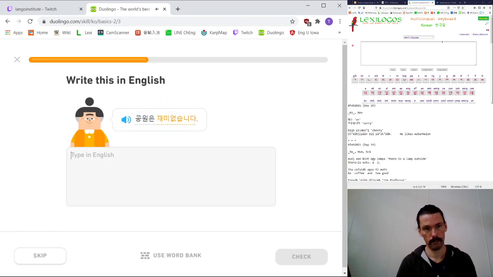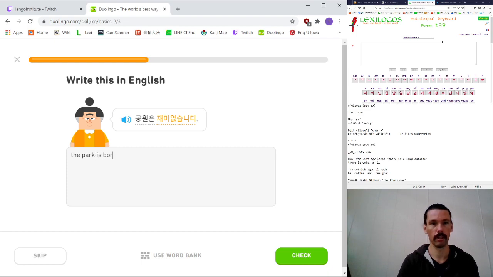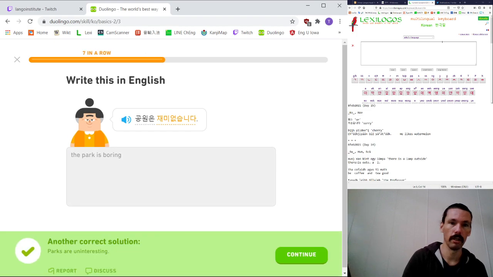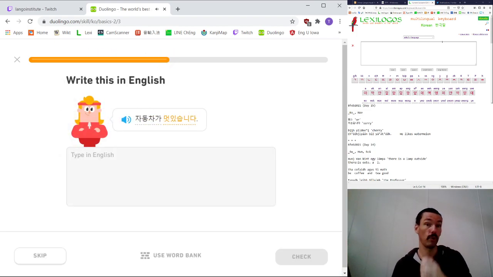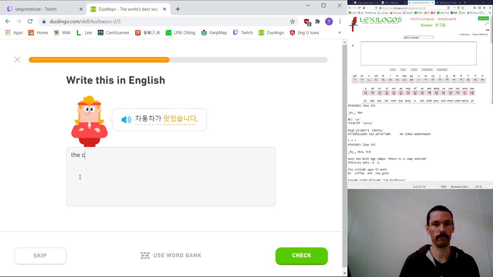공원은 재미없습니다. The park is not interesting. It's boring. It's that same noun there. 재미, like interest. 없습니다 is absent. 자동차가 멋있습니다. The car is cool. Stylish.